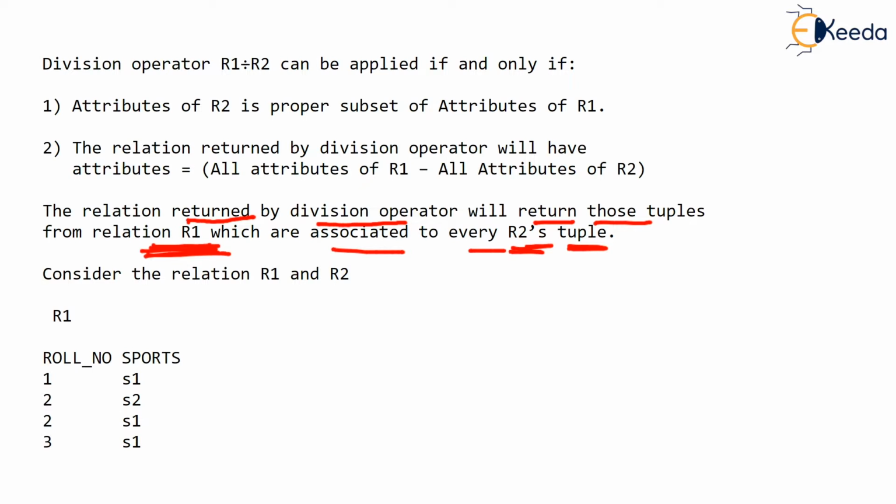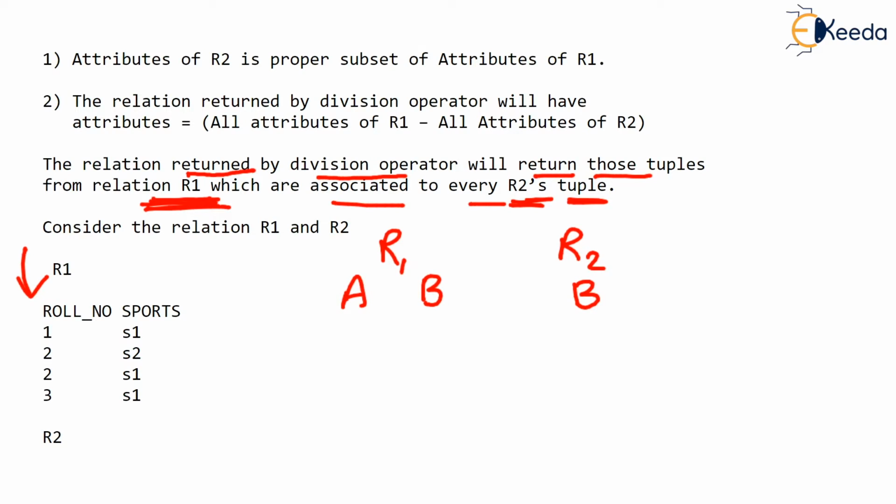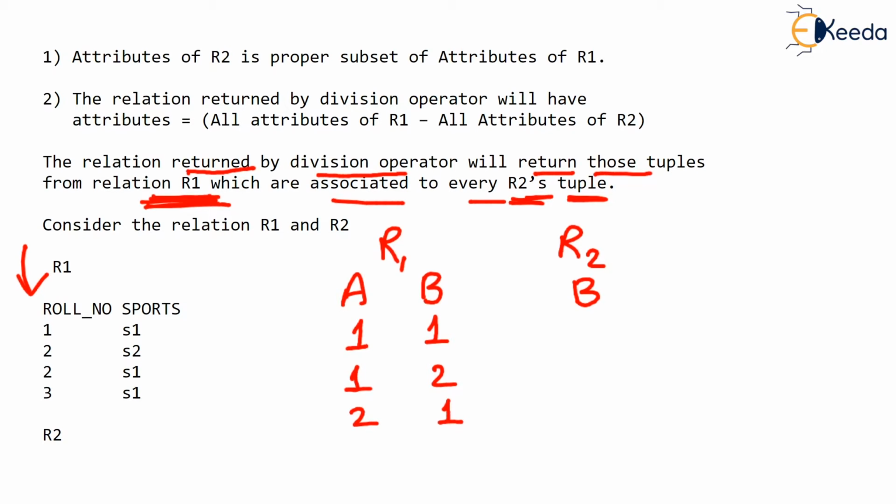Before I show one very interesting example, let me build one arbitrary example. Suppose I have two columns A and B in R1 and only B in R2. And I am filling in some values over here. Let's say the values are 1, 1, 1, 2, 2, 1, and let's say 3, 2.